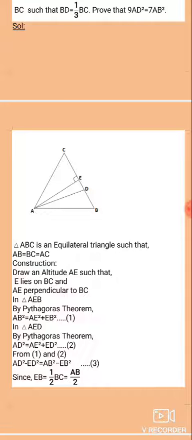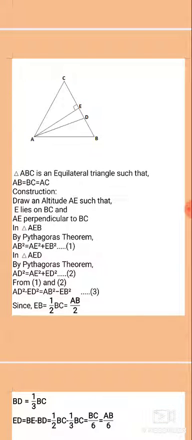Put equation number 2. From equation number 1 and 2, what is AE square? Each one having AE square. So from the first one, AE square is equal to what? AB square minus EB square. And second one, AE square is equal to what? AD square minus ED square. That two values we equated. Put equation number 3. Now since EB is equal to half of BC, so BC is same as what? AB also, since it is an equilateral triangle.